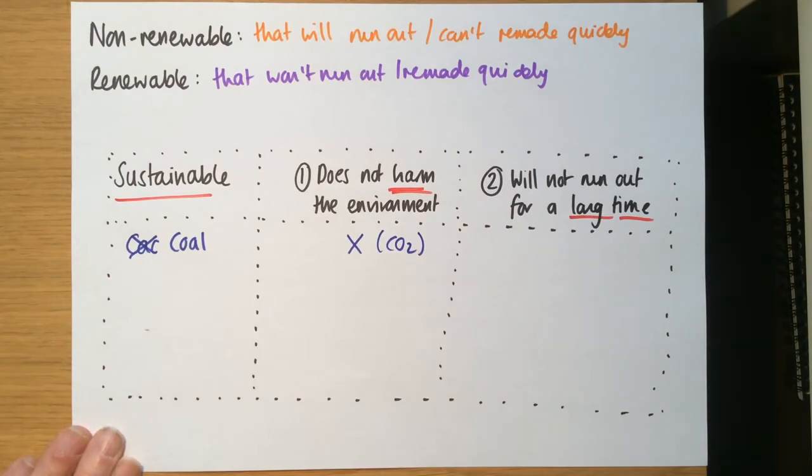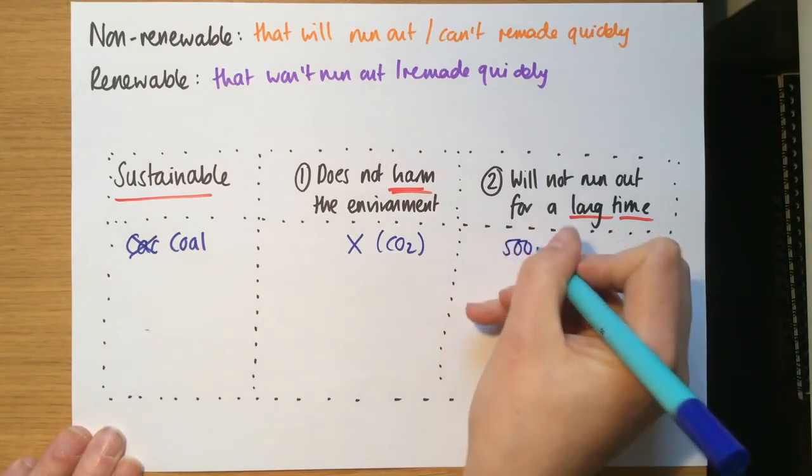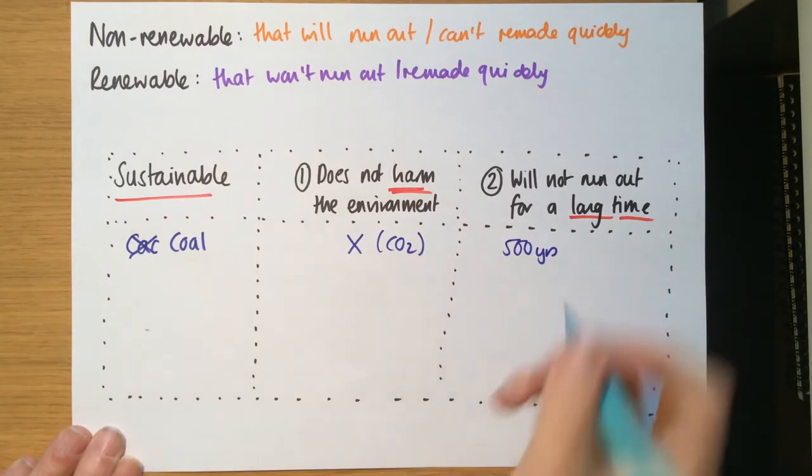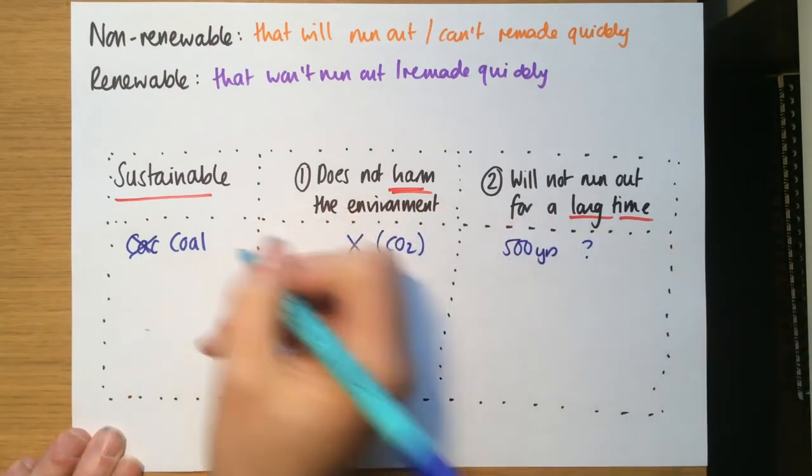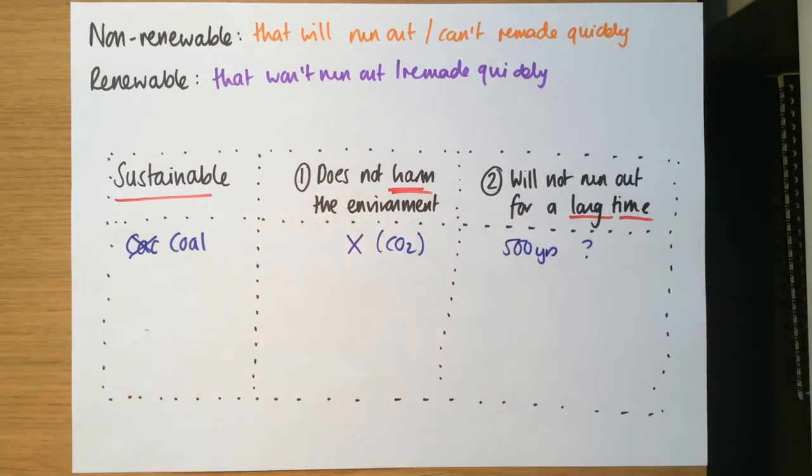It will not run out for a long time. It's going to run out in about 500 years, we reckon, what current estimates say. So I'm going to put that as a question mark. It's quite a long time away. We might think of something different before then. But overall, coal is not sustainable because it harms the environment.